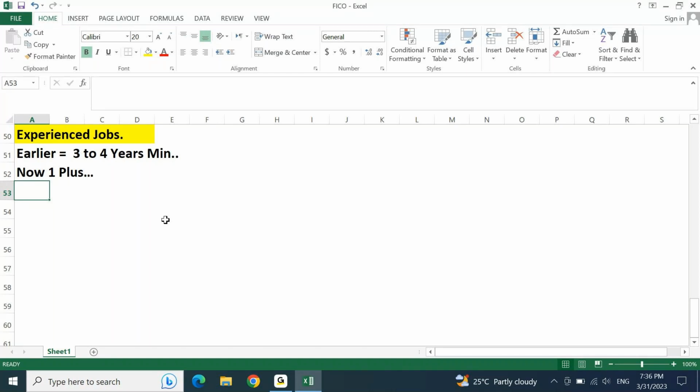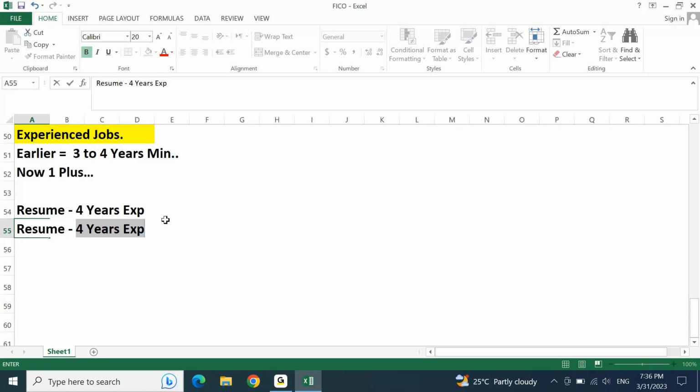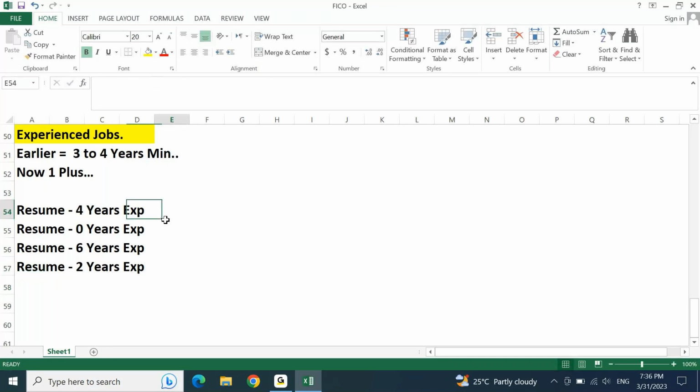Clear? If I say my resume with 4 years experience, and if I say my resume with 0 years experience, if I say my resume with 6 years experience, if I say my resume with 2 years experience. Now, 0 to 4 years in SAP is the same. Whether you are a 0 year experienced candidate, 1 year, 2 year, 3 year, 4 year, you are going to get the same questions in your interview. There is no difference. There is no change. Why? Those who attended interviews already will be able to understand what I mean here.